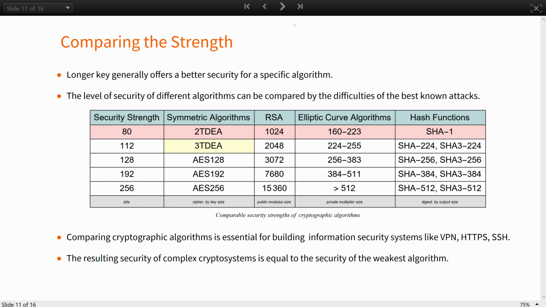Being able to compare cryptographic algorithms by this metric is essential for building information security systems, as they often need to employ more than one algorithm at a time. Examples of such systems include VPN, HTTPS, SSH, and hundreds of others. These protocol suites combine hashing, secret key encryption, and public and private keys to achieve specific goals, and no step in such protocols should be weaker than the rest. When a cryptographic protocol employs multiple algorithms, the resulting security it can provide is equal to the security of the weakest algorithm.